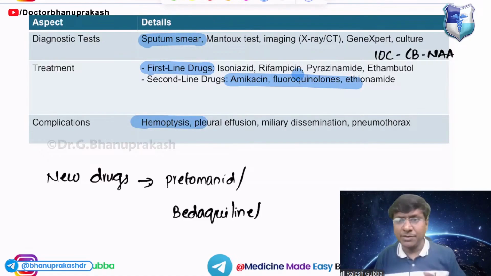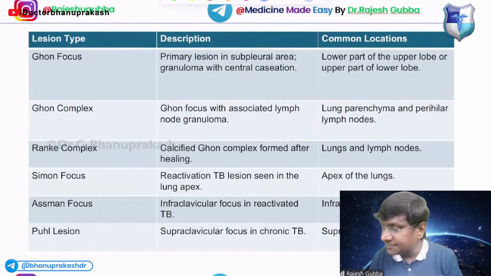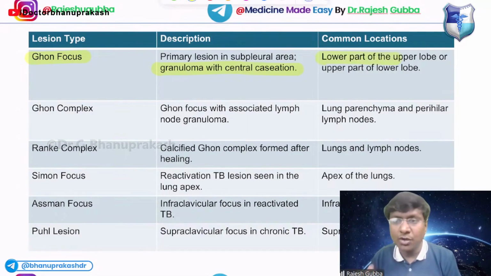Now, in case of tuberculosis, the important discussion will be the types of lesions in tuberculosis. If you take the types of lesions, Ghon focus. Where is the common site for the Ghon focus and what does it contain? It's a granuloma with central caseation. That is Ghon focus. And where exactly is your Ghon focus? The Ghon focus will be in the lower part of the upper lobe or the upper part of the lower lobe. That is the Ghon focus.